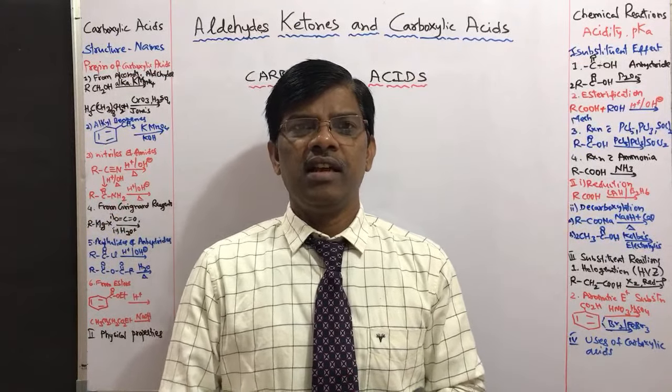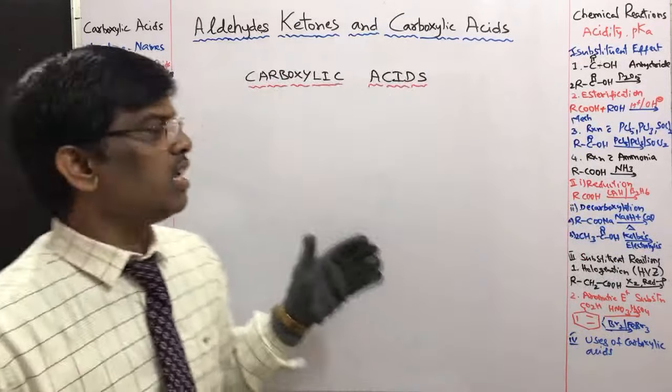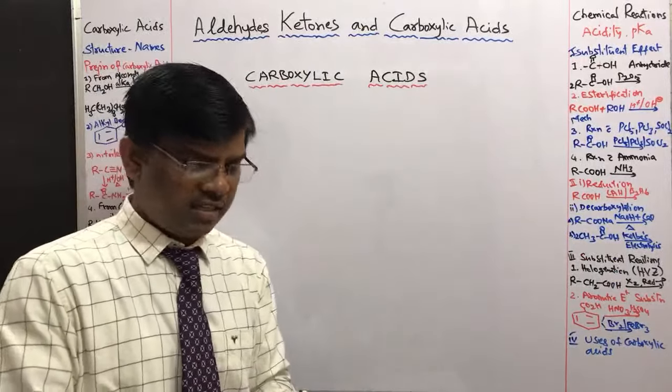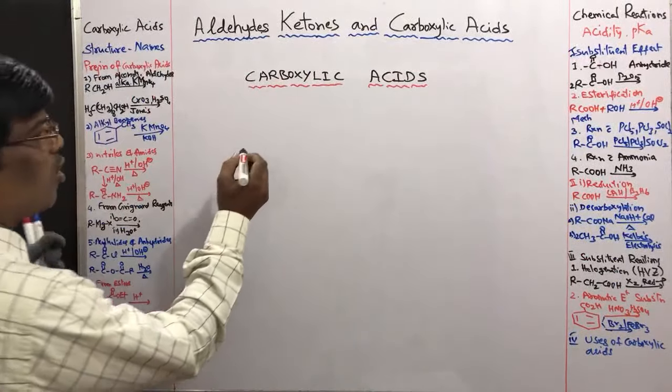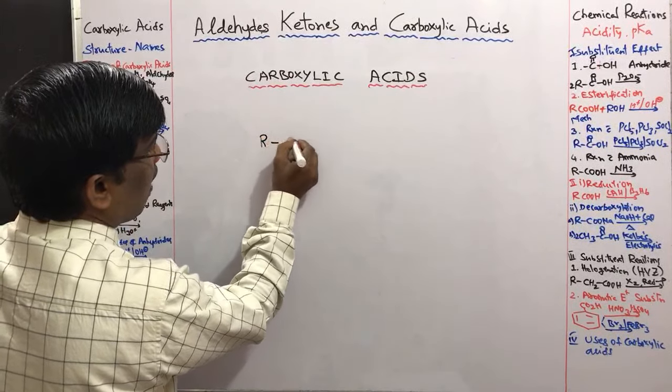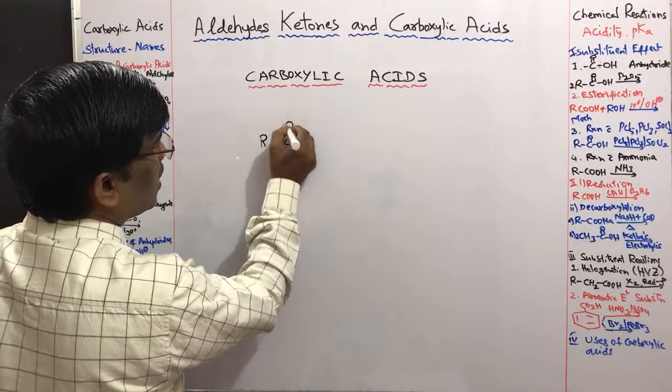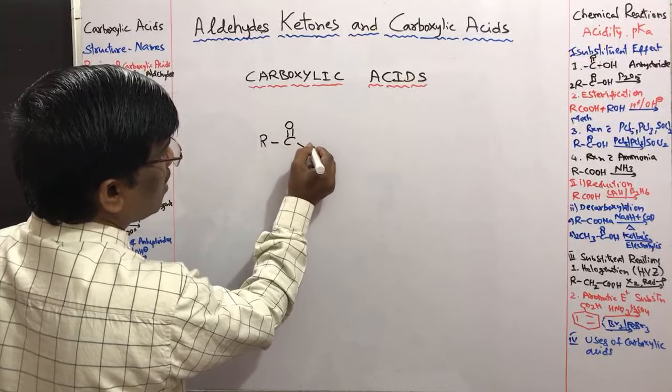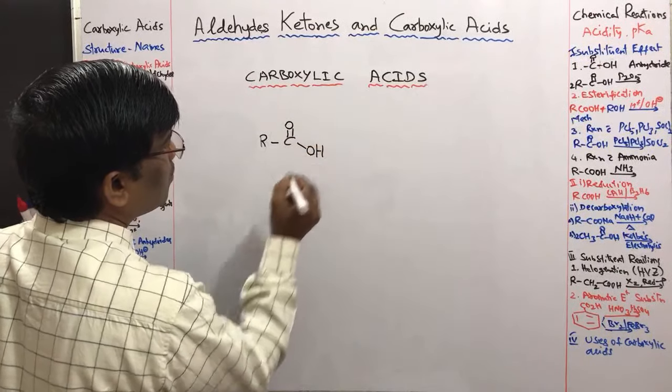Welcome to the series of organic chemistry. Today we are going to learn carboxylic acids. What is a carboxylic acid? A carboxylic acid is an organic compound which has a carbonyl carbon attached to a hydroxy group.